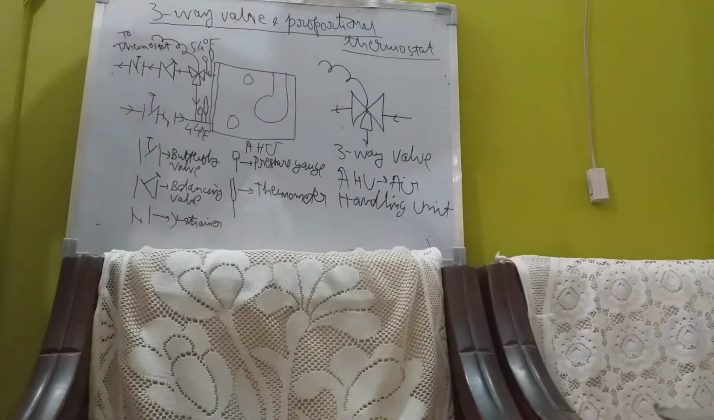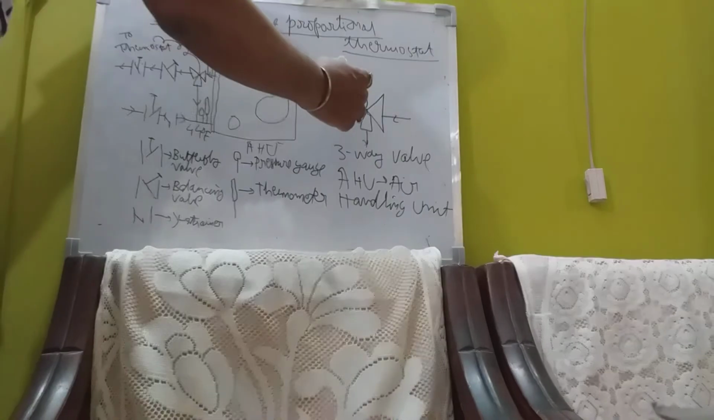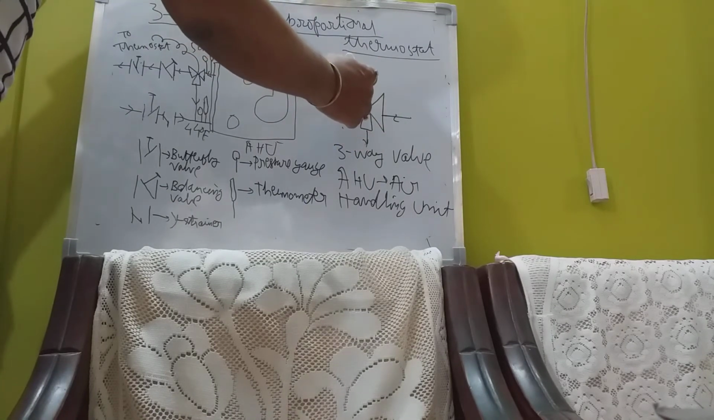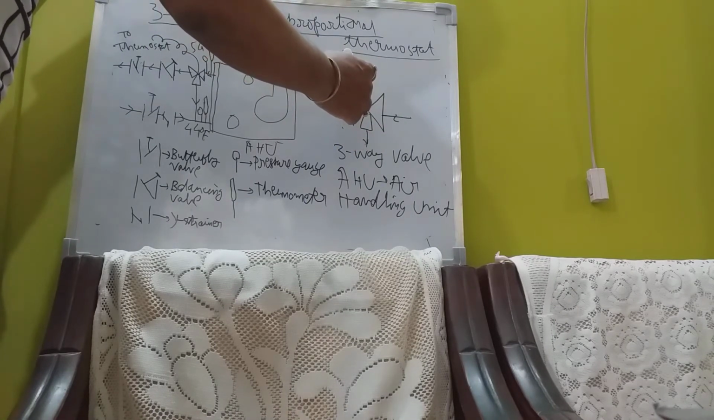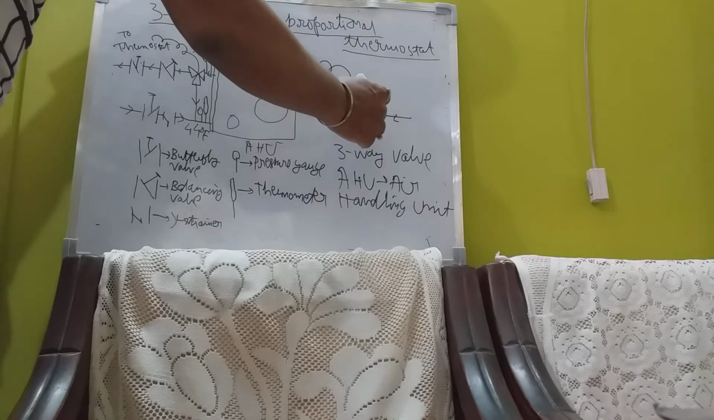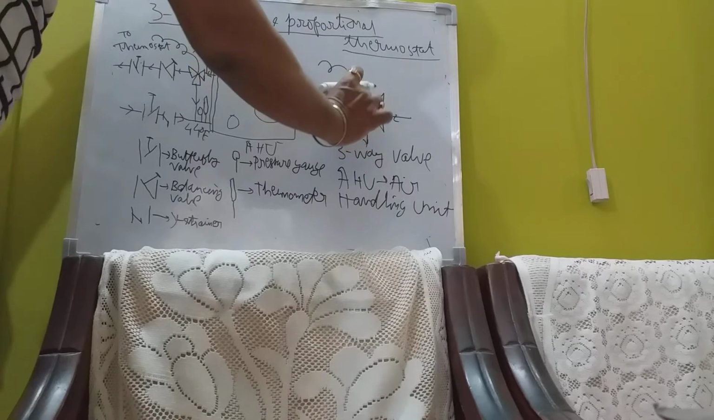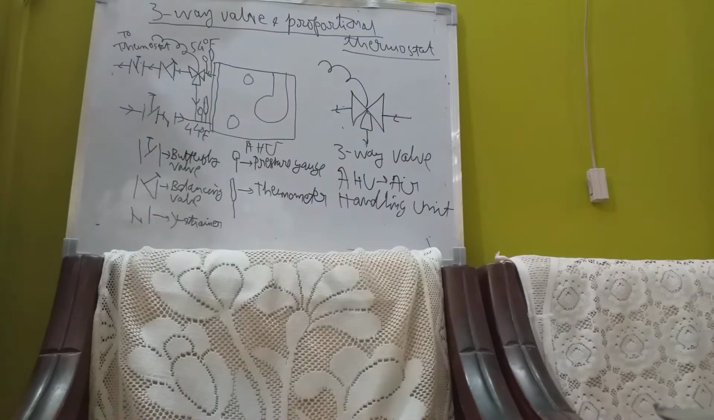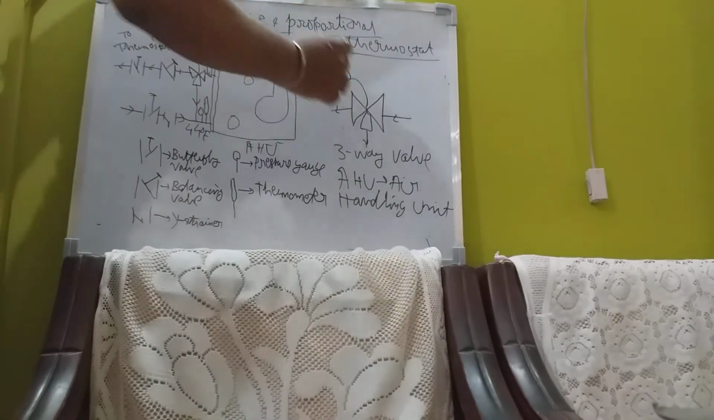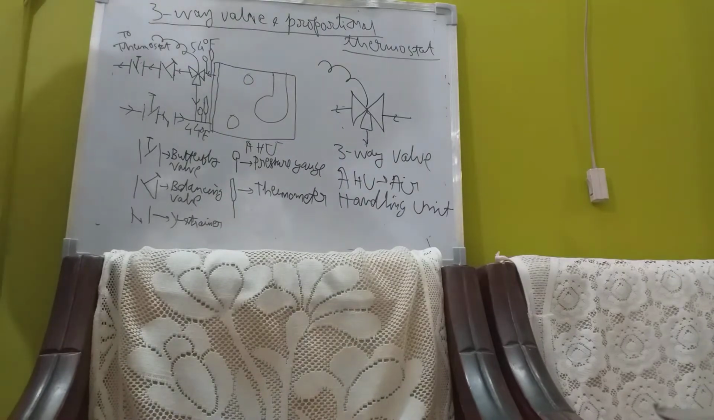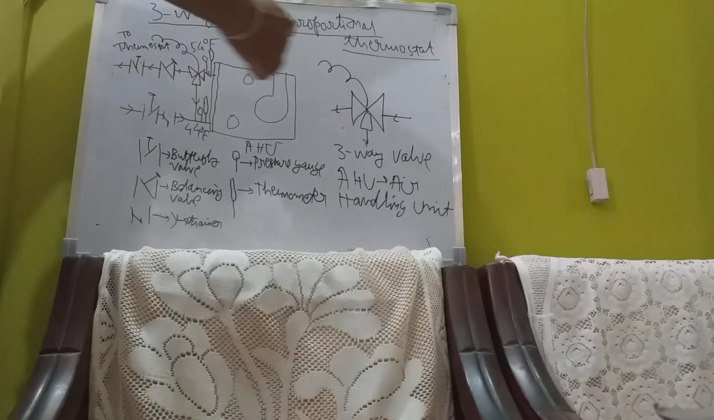That means it happens slowly. It doesn't suddenly stop water here, and it doesn't suddenly open water there. It regulates the water flow. Gradually it closes the water flow here, and gradually it opens the water flow there. That is why it is called a proportional thermostat. That means depending on the proportionate temperature, the three-way valve operates.